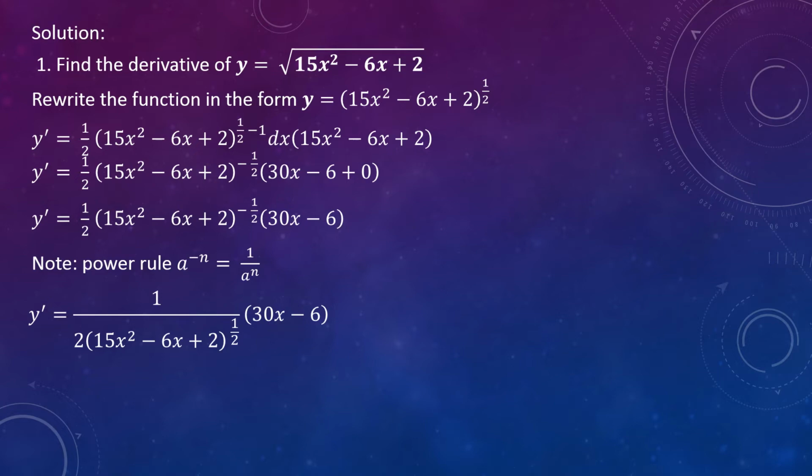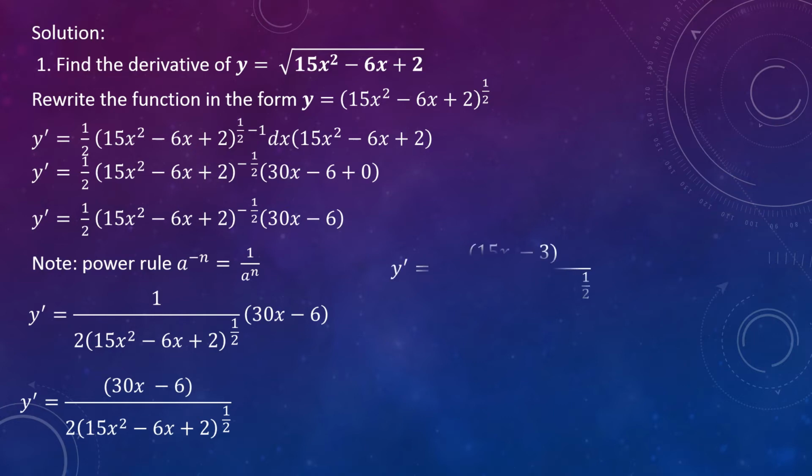From that, y prime is equal to 1 over 2 times the quantity of 15x squared minus 6x plus 2 raised to the power of 1 half. So from negative, that will become positive. Multiplied by the derivative of the function inside, which is 30x minus 6. Then simplifying, we get 30x minus 6 over 2 times the quantity of 15x squared minus 6x plus 2 raised to the power of 1 half.